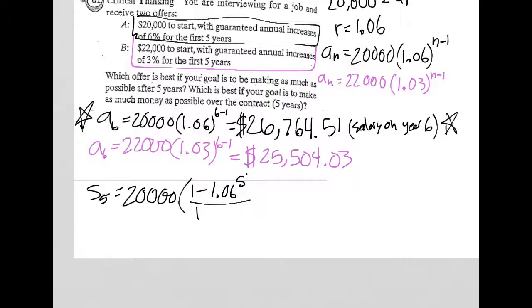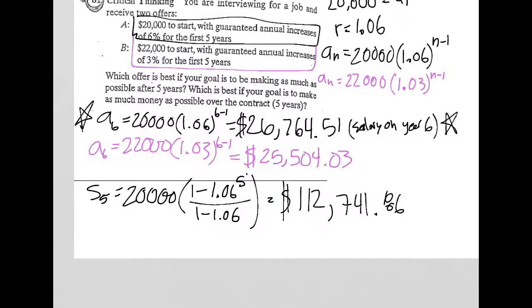So here we go. Divide that by 1 minus your common ratio. Crunch that in your calculator to find how much money you've made over those 5 years. When you type that in, you should find that over the 5 years, you've made $112,741.86 if you went with option A. But what about option B?